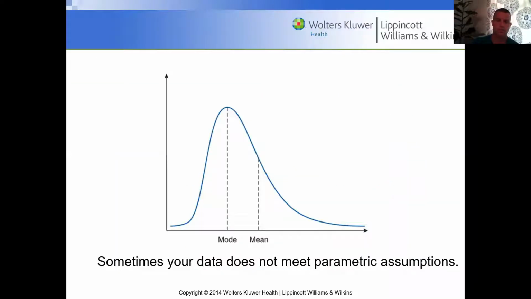All right, so sometimes your data does not meet parametric assumptions. We saw the bell curve earlier where you've got the mean, mode, and median all kind of match up. Sometimes these things don't work out. We've got a curve here that's got a skew to it, a positive skew tail. So we don't have normal parametric statistics. So what do we do?